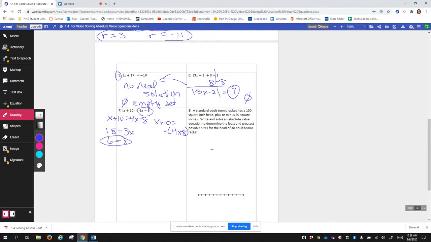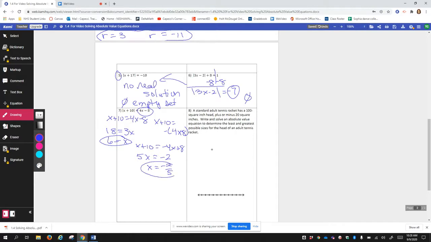Now, when I do this other side, I have to distribute that negative through. So I have x plus 10 is equal to negative 4x plus 8. I'm going to bring my negative 4x to the other side, and I have 5x is equal to negative 2. X is equal to negative 2 over 5.